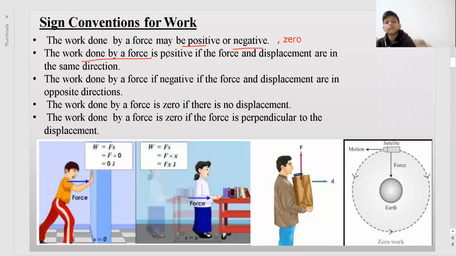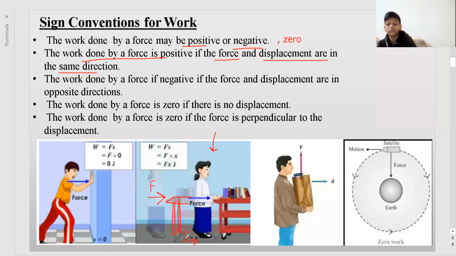Work done by a force is positive if the force and displacement are in the same direction. For example, you can look at figure number 2, that is the second figure. Earlier, the table was somewhere here. Can you see a very light figure of this table? And you can see a lady over here. This lady is pushing the table. She is applying a force towards the right side, and the table is moving towards the right side.